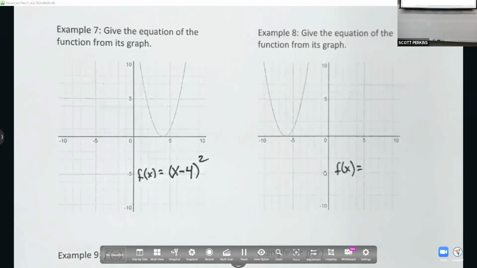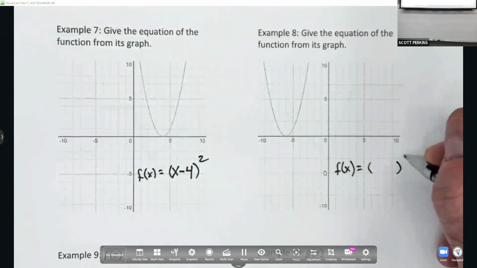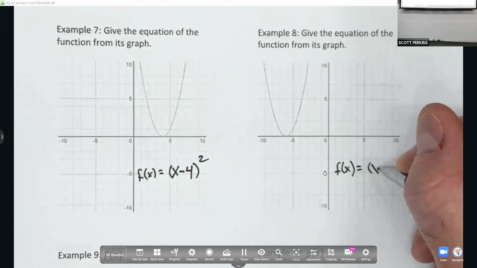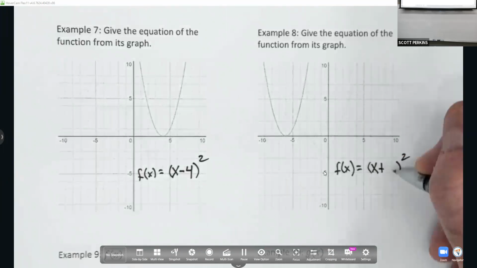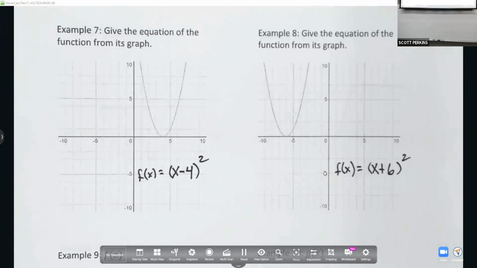So how many units has this graph been moved? 6 units. Which direction? Left, in the negative direction. So since it's been moved in the x direction, the value is going to go right on the x. And since I've moved it left, it's going to be x plus 6.